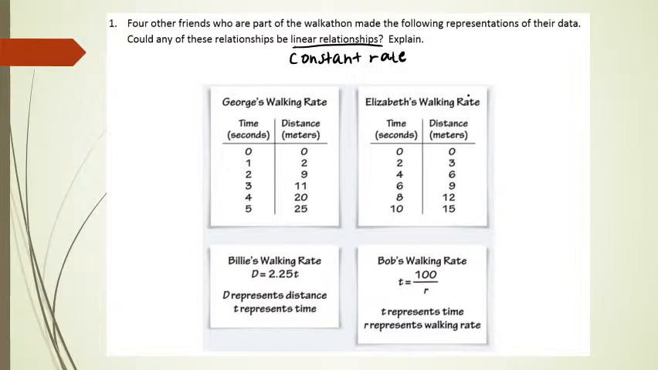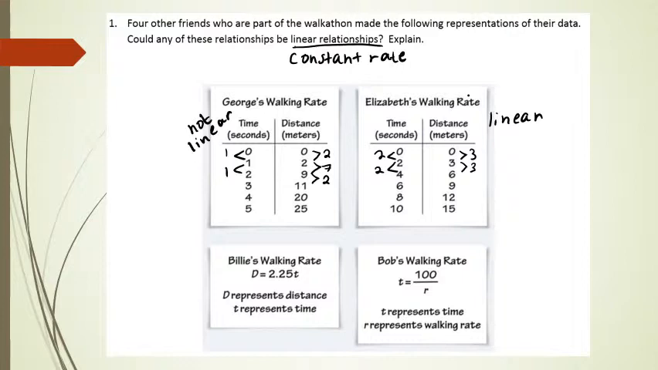For George's walking rate, I'm noticing here that it's going up by 1 each time. And I notice that the distance is going up by 2, then by 7, then by 2. So it's not looking like a constant rate. So I would say that George's walking rate does not look linear. Elizabeth's walking rate, I can see that it goes by 2s for time, and I see that the distance is going by 3s. And I can continue that pattern so it continues the whole way through. So I would say this does look like it's linear.